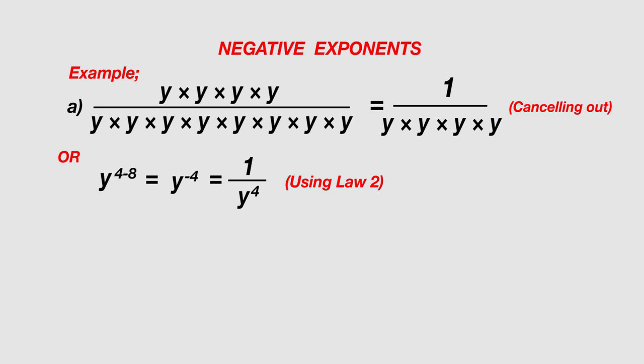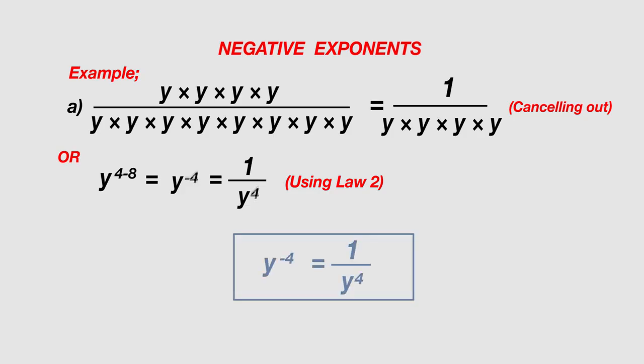You should be very careful here. One has a negative sign, the other one does not have a negative. But it helps us to be able to change our exponents from negative to positive. This means that y raised to the power negative 4 is equal to 1 divided by y raised to the power 4.